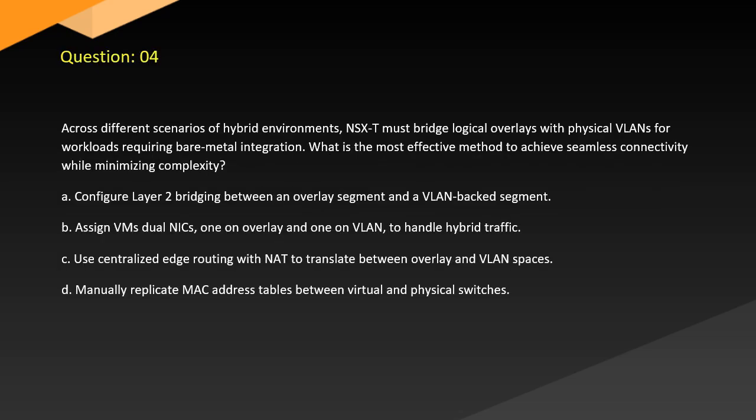Question 4. Across different scenarios of hybrid environments, NSX-T must bridge logical overlays with physical VLANs for workloads requiring bare metal integration. What is the most effective method to achieve seamless connectivity while minimizing complexity? A. Configure Layer 2 bridging between an overlay segment and a VLAN-backed segment. B. Assign VMs dual NICs, one on overlay and one on VLAN, to handle hybrid traffic. C. Use centralized edge routing with NAT to translate between overlay and VLAN spaces. D. Manually replicate MAC address tables between virtual and physical switches.